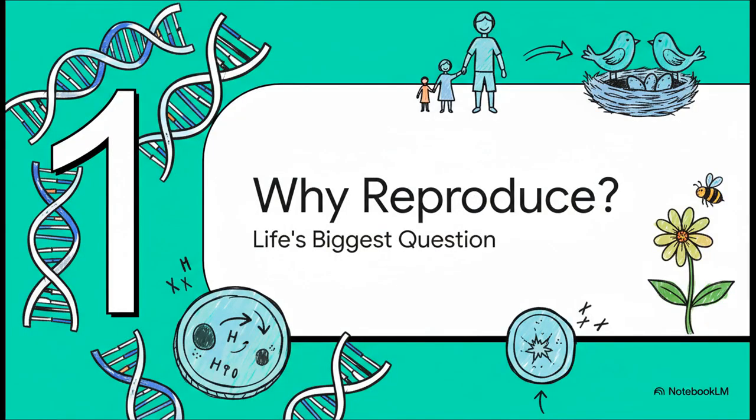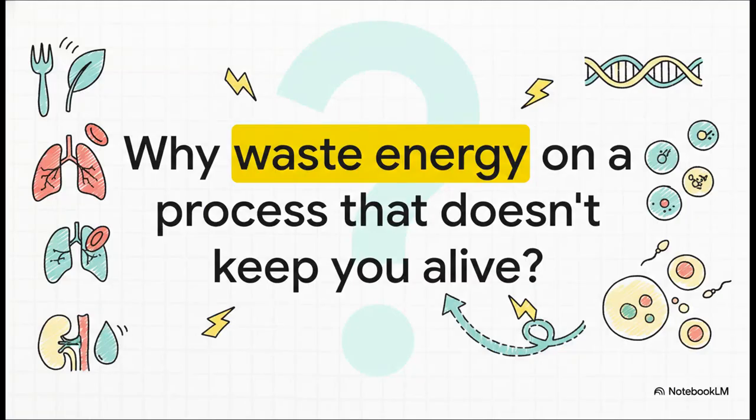Okay, so let's kick things off with a bit of a puzzle. Reproduction. It's a process that an organism doesn't actually need to do to stay alive itself. So why even bother? I mean, really think about that for a second. Things like nutrition, breathing, getting rid of waste, those are the things you have to do to survive, right? They're non-negotiable. But reproduction? An individual organism could live its entire life just fine without it. So why spend all that precious energy on it?